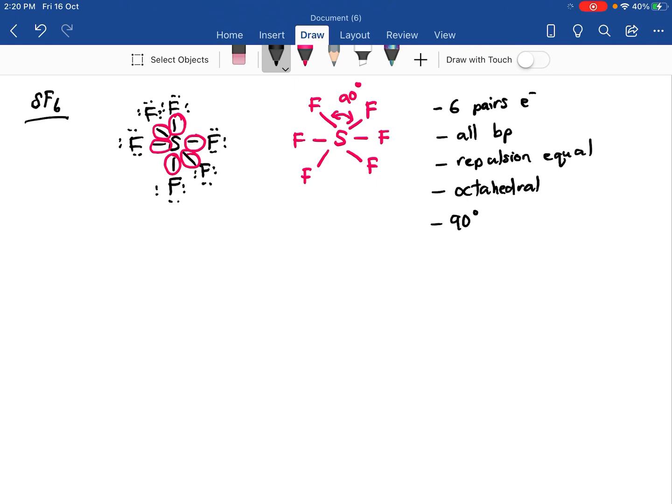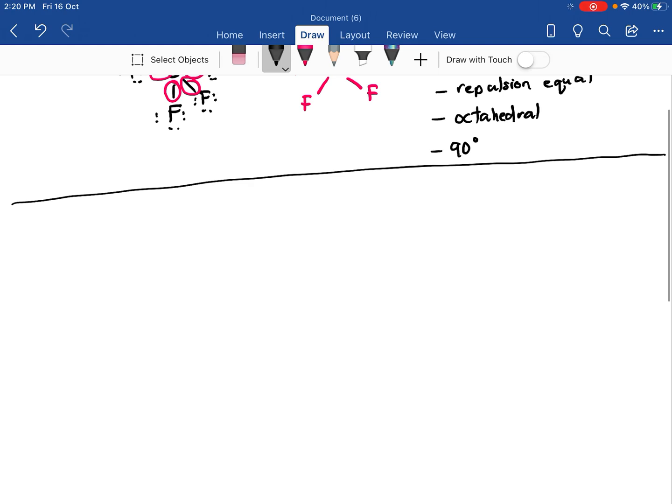Alright, moving on to the second example that I want to show you, which is BrF5. Okay, BrF5, we have this Lewis structure of BrF5.